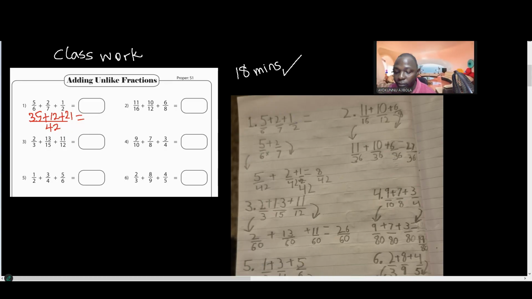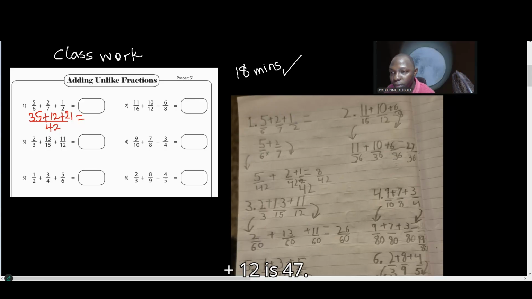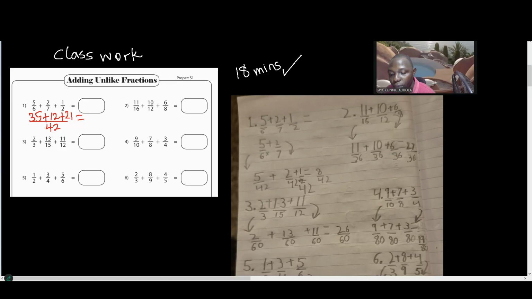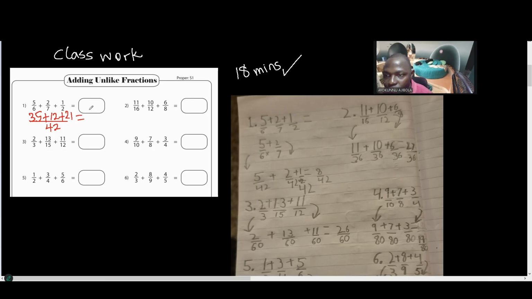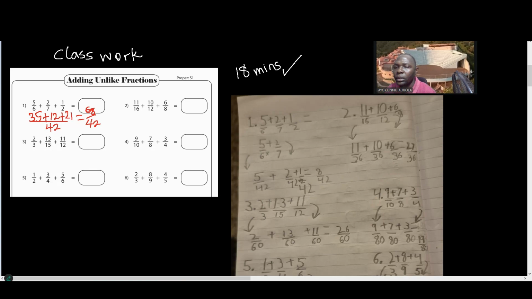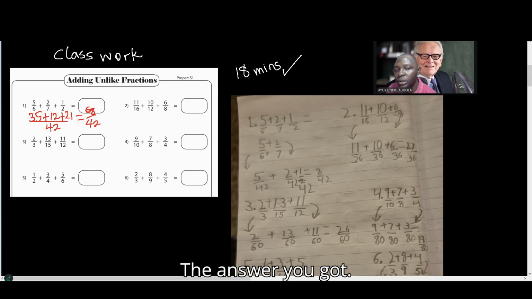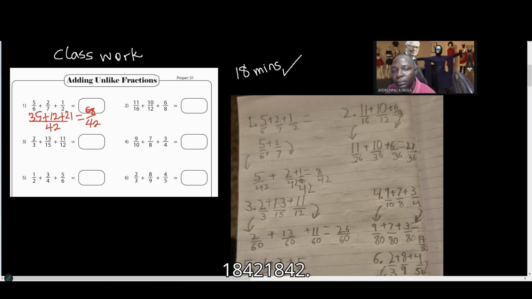35 plus 12 is 47. But wait, 47 plus 21 is 68. So this is going to be 68 over 42. Now, the answer you got was what? 8 over 42. 8 over 42.